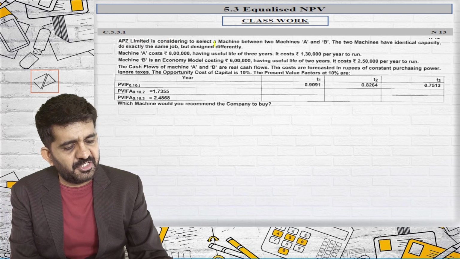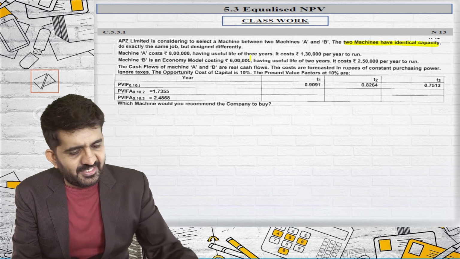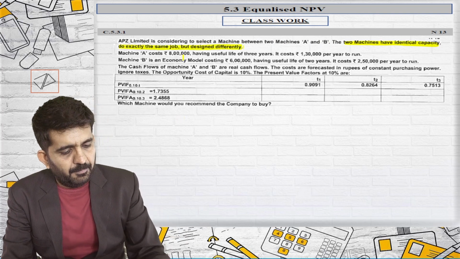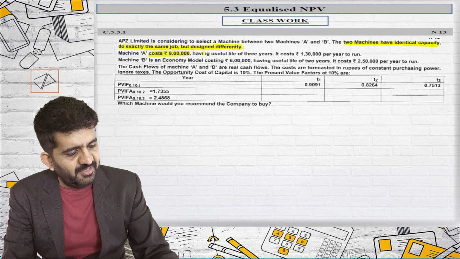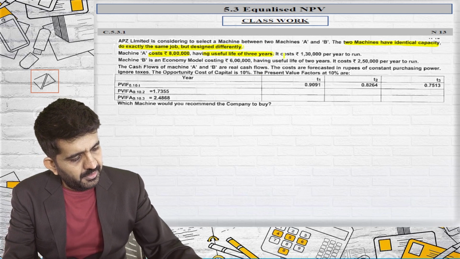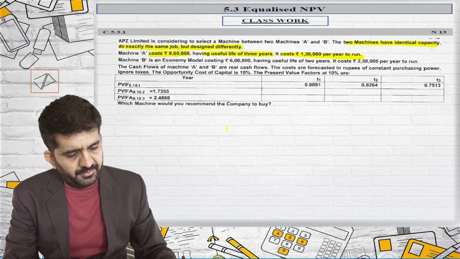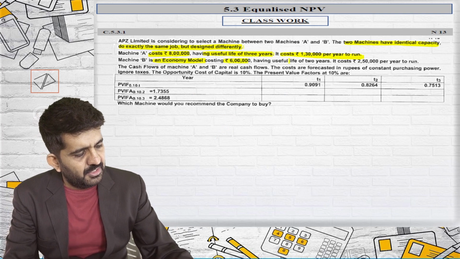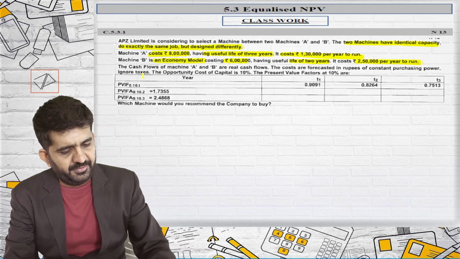APZ Limited is considering to select a machine between 2 machines A and B. 2 machines have identical capacity, do exactly the same job but designed differently. Machine A costs rupees 8 lakhs, having the useful life of 3 years, and it costs 1,30,000 per year to run. Machine B is an economy model, 6 lakhs, useful life of 2 years, 2,50,000 per year to run.